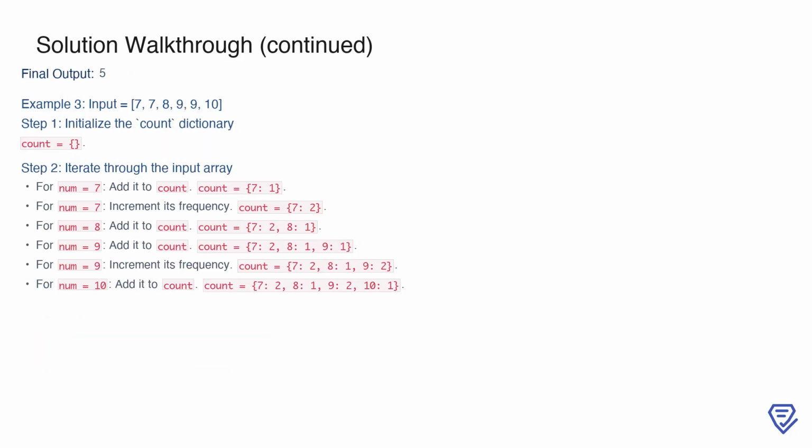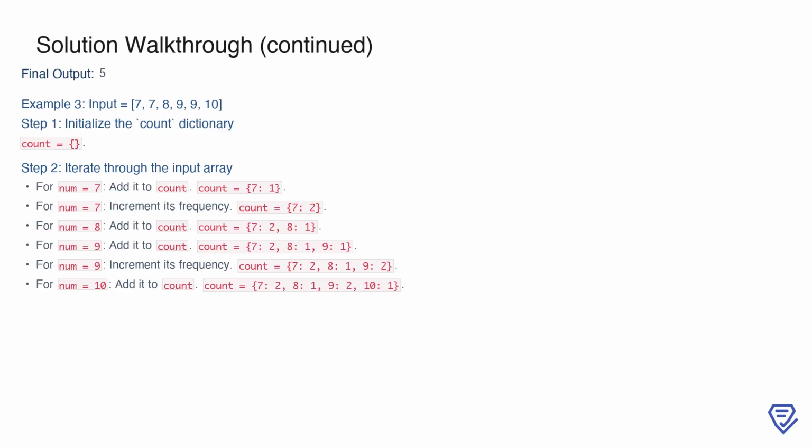In the third example, we again start by initializing the count dictionary as an empty dictionary. We begin processing the input array with the number 7. Since it's not in the dictionary, we add it with a frequency of 1, so count becomes {7: 1}. When we encounter another 7, we increment its frequency, resulting in {7: 2}. Next, we process the number 8 and add it to count with a frequency of 1, updating the dictionary to {7: 2, 8: 1}. Then we process the number 9 and add it with a frequency of 1, so count becomes {7: 2, 8: 1, 9: 1}.